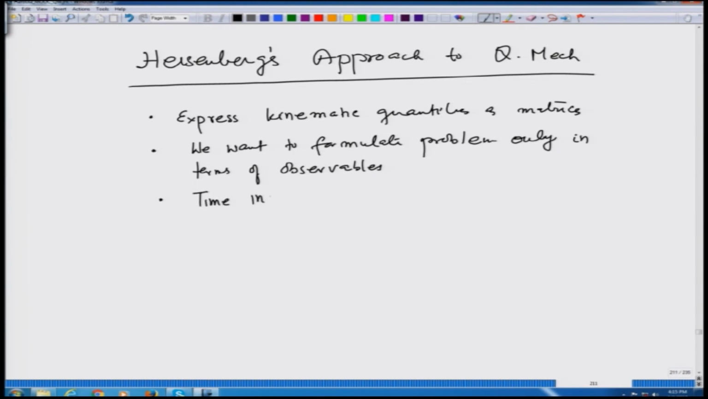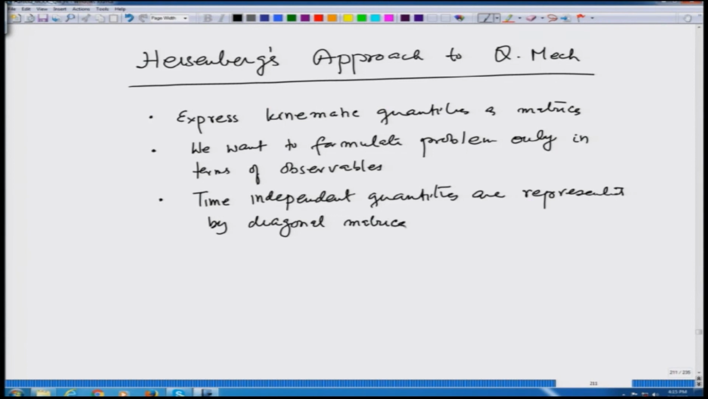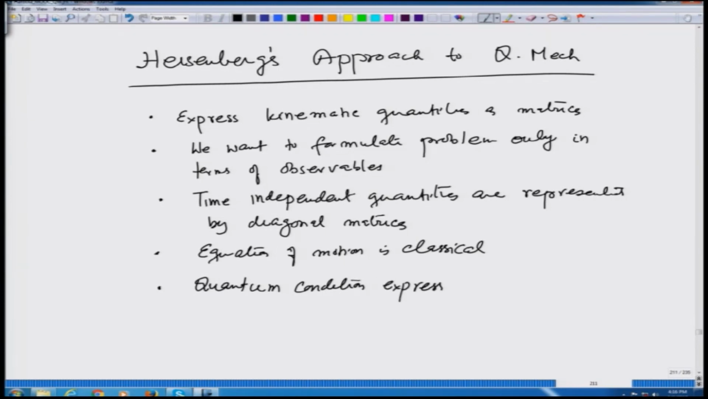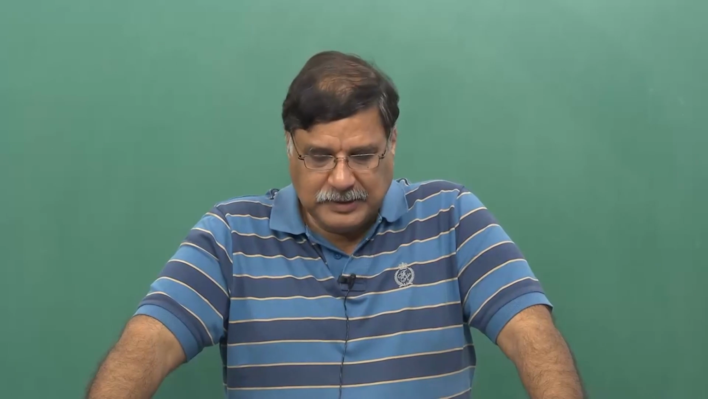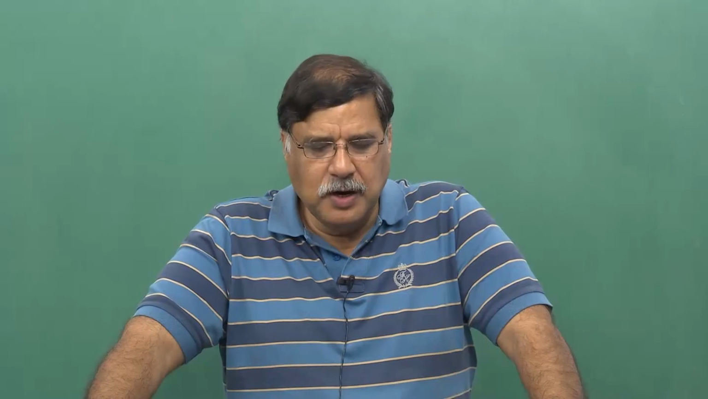Time independent quantities are represented by diagonal matrices. Then equation of motion is classical, and quantum condition expressed in terms of the matrix elements. So, this is the conclusion of Heisenberg's approach. This was made more general and put on a stronger footing in something called the matrix mechanics, to which I will just give you a brief introduction in the next lecture.